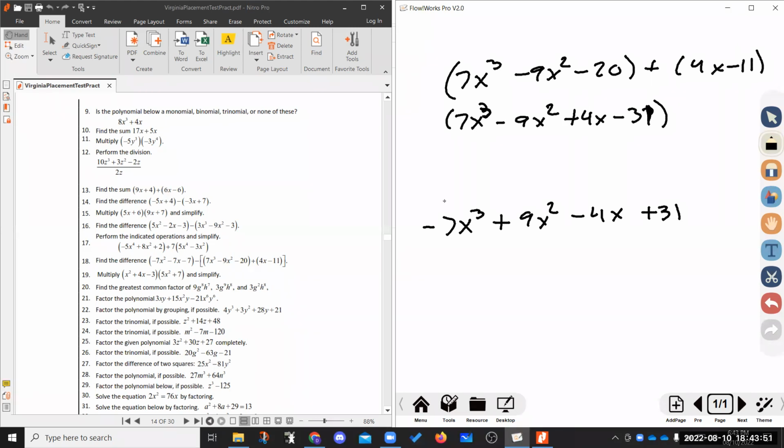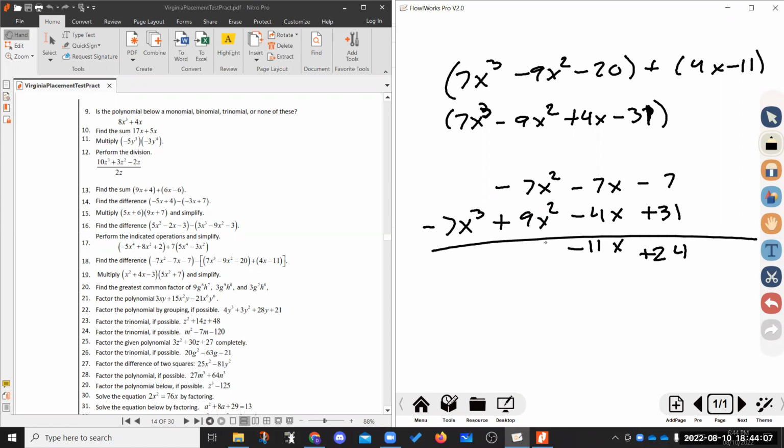Subtract it from the original, negative 7x squared minus 7x minus 7. So this is going to be 24. This is going to be negative 11. This is going to be positive 2. And this is going to be negative 7.